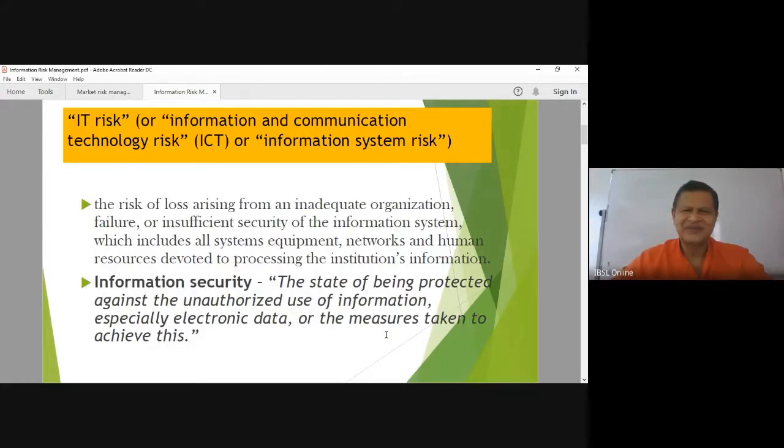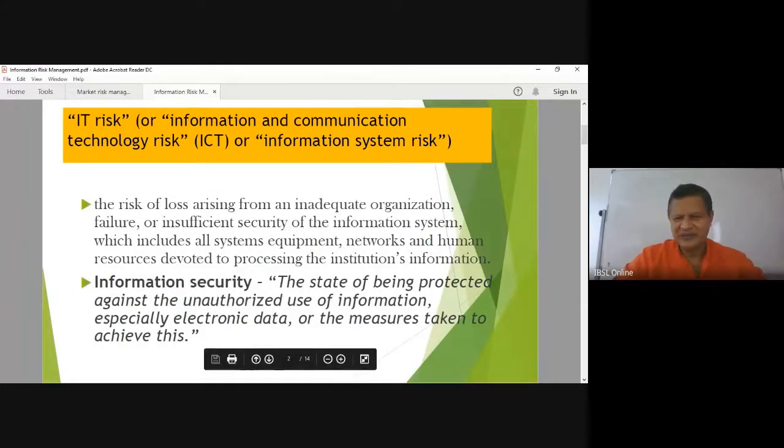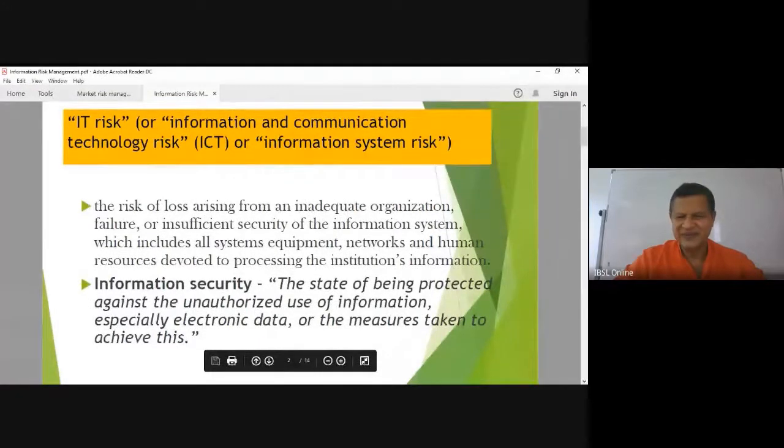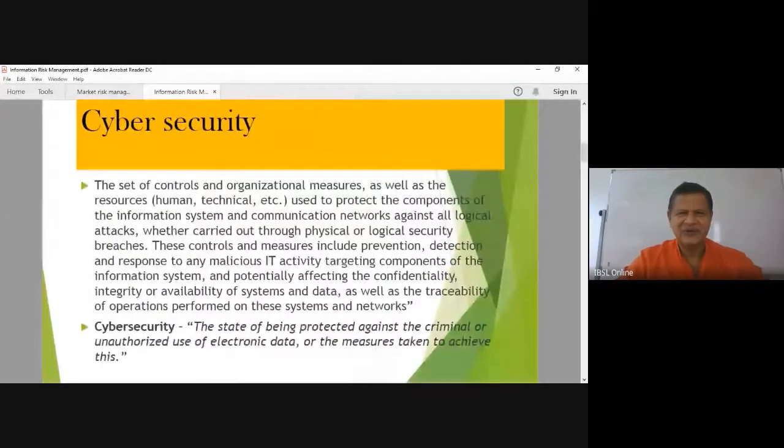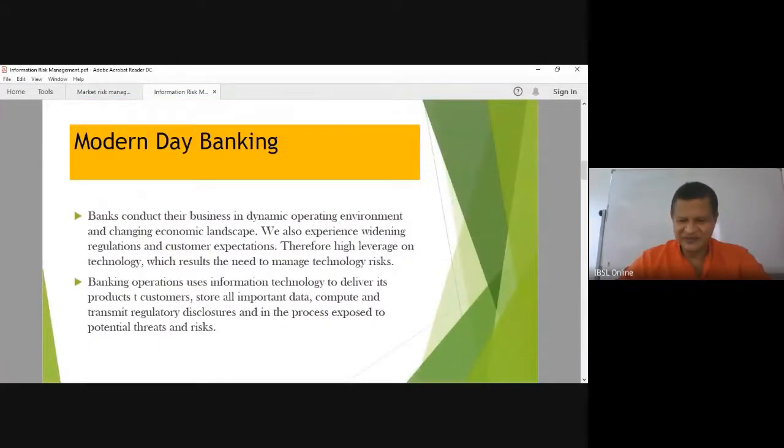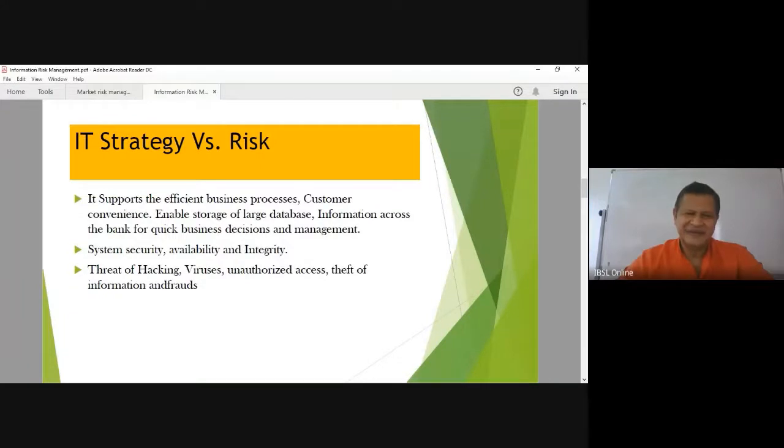To do that, we need to have an information management process going forward to safeguard our systems and our computer assets and so on. So we discussed what is information security, and then we also went through what is cyber security. Then I also explained the importance of technology in banking nowadays, and we also looked at the IT strategy.